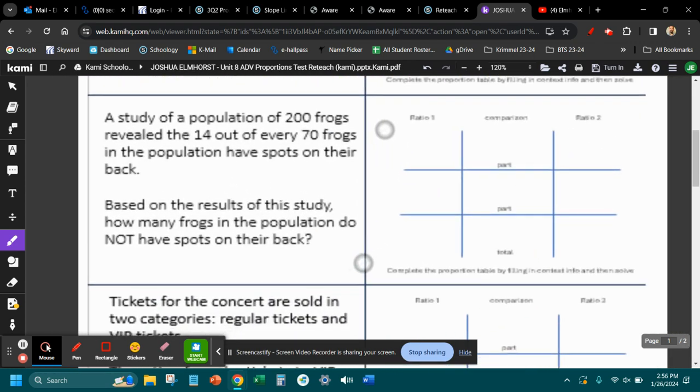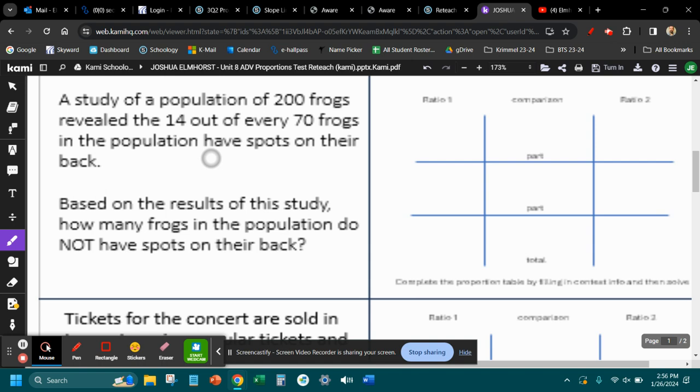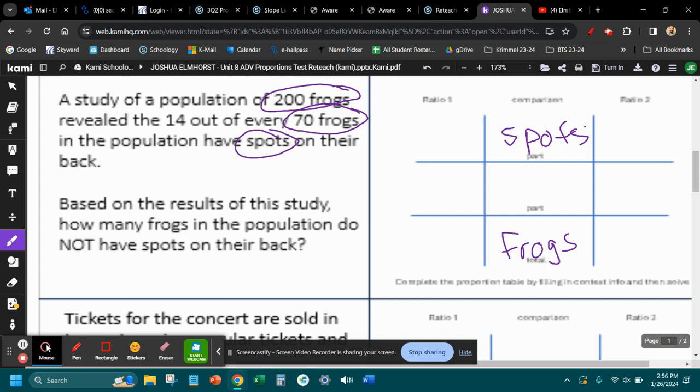I was very unhappy about this question with how many times kids ask me about it. So we have spots and frogs. So we're going to label the comparison spots and frogs, spotted frogs and total frogs. But that left room for, well, there must be spots and then there's no spots. So we got spots, no spots, and then frogs.